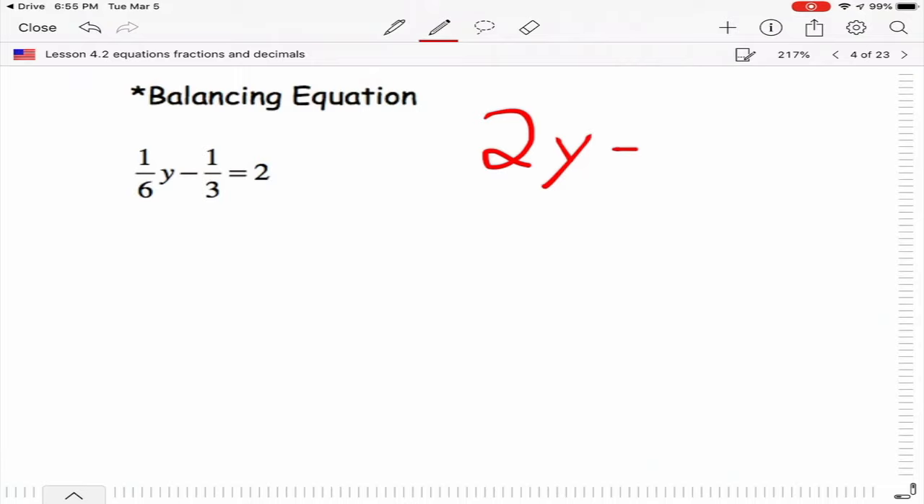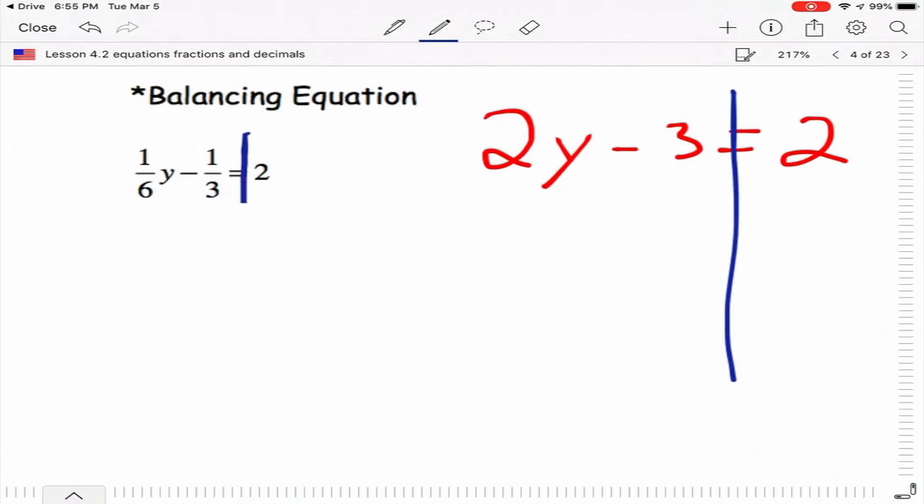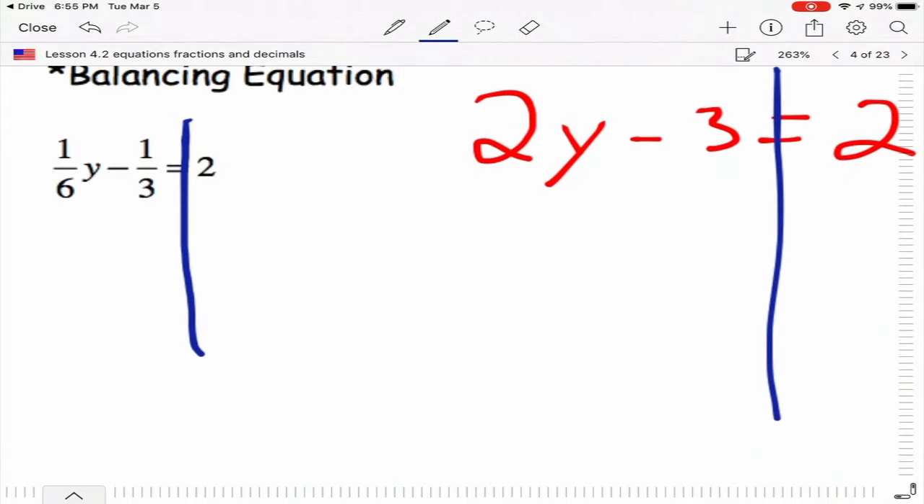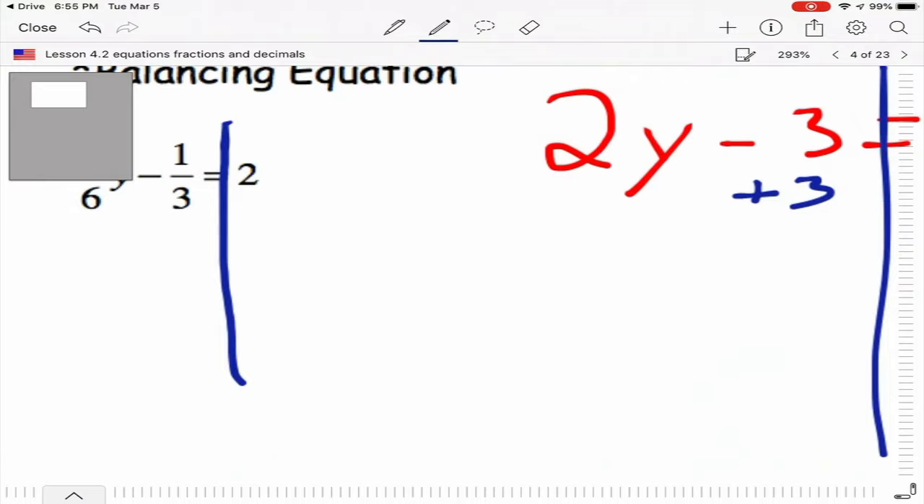2y minus 3 equals 2. Right? You would draw a line through the equal sign. So in this problem, you would draw a line through the equal sign. So in my red equation, the first thing I would do is get rid of that negative 3 by adding 3. Well, it's the same thing here. Here, the letter's on the left side. So my job is to get rid of that minus 1/3. Well, how do you get rid of a minus 1/3? By adding 1/3. It's no different.